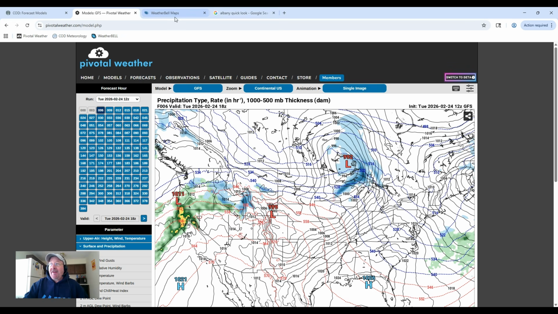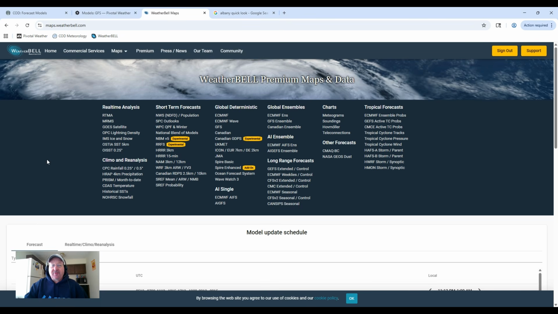And then the last site is called Weather Bell. This is a subscription site. It's a pay site. And this has got quite a few more. It's actually got a national blend of models, which takes every model out there, select models, and basically blends them all together. And it comes up with a consensus of what all the models are saying.